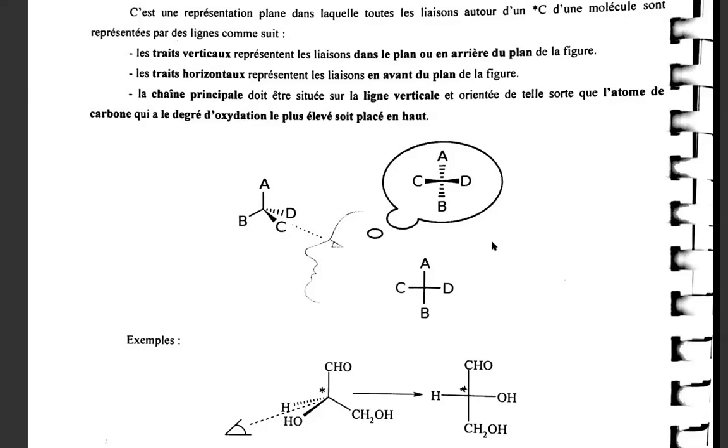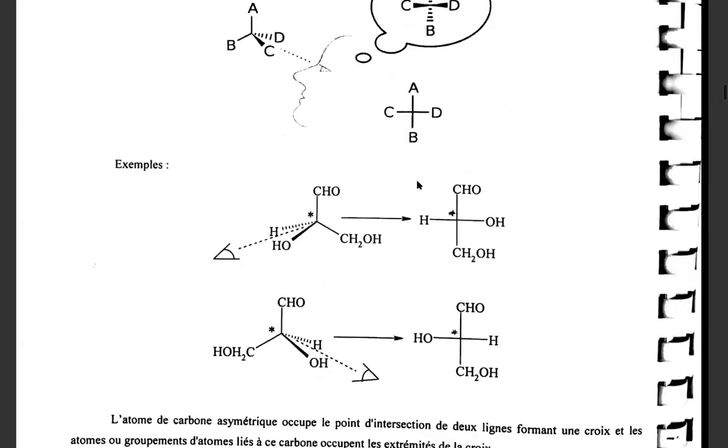Représentation de Fischer. We are always supposed to represent it with a carbon asymmetric. Now the question that is being posed here is what is a carbon asymmetric? A carbon asymmetric is one carbon atom that has 4 different substituents. When you look at this molecule here, it has got 4 different substituents.